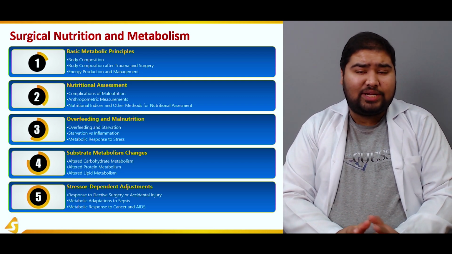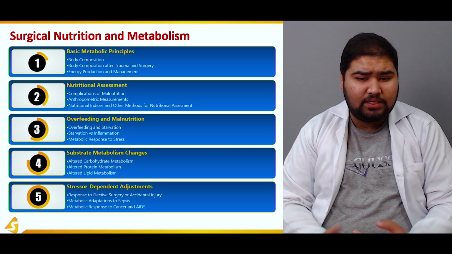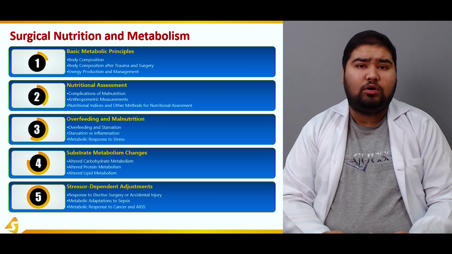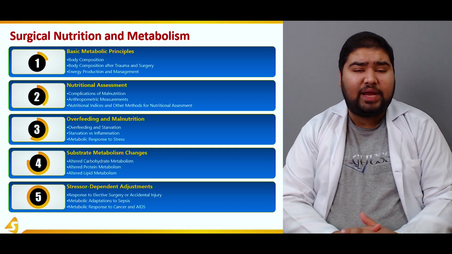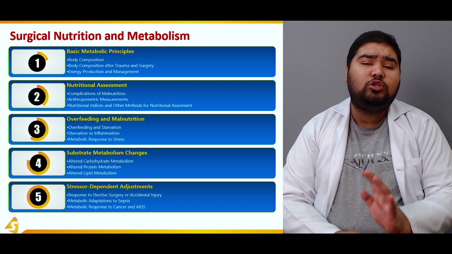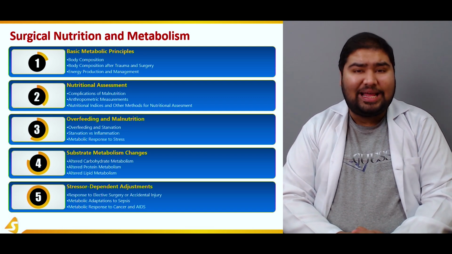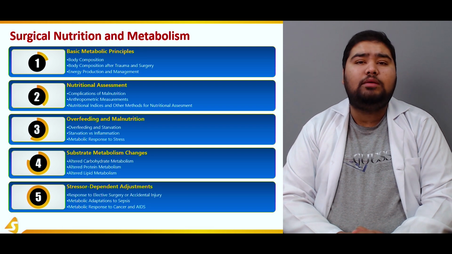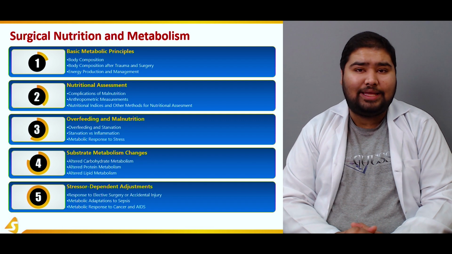In this section, the stresses we'll be looking upon would be an elective surgery. Then we'll talk about sepsis. Sepsis is the widespread of bacteria in the body. And then we'll talk about chronic conditions. These chronic conditions include cancer and acquired immunodeficiency syndrome, also known as AIDS.